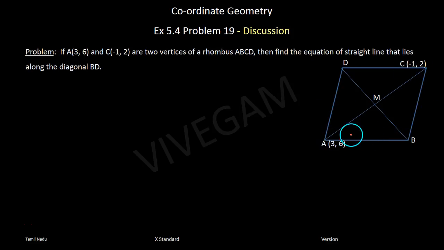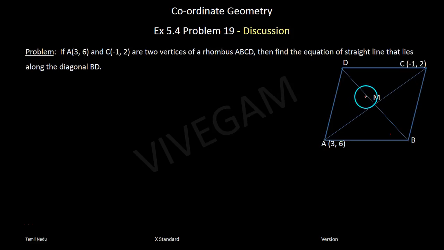ABCD, it is a rhombus. A rhombus is nothing but a tilted square, right? That's all it is. So the key is all four sides will be equal, and the diagonals are perpendicular to each other and they bisect each other. Okay, so the points are A (3, 6) and C (-1, 2). We are asked to find the equation of the other diagonal, that is BD.